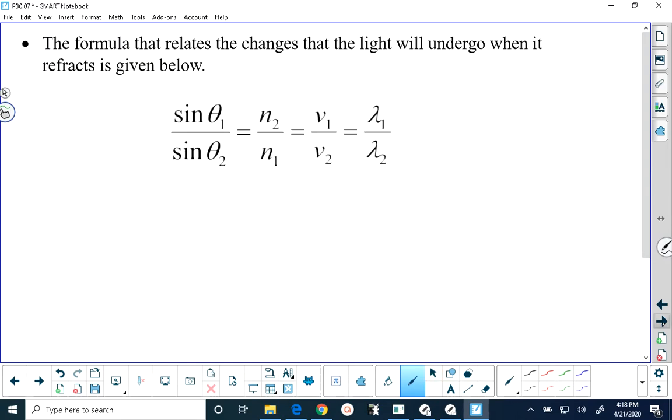All right, well now we have a formula. We're going to be doing some calculations. You may have worked with this formula last year. This is called Snell's law. And it's a really complicated formula because there's so many equal signs.